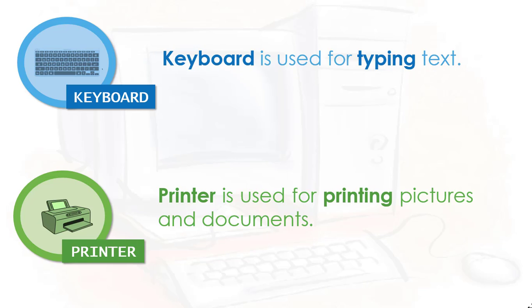Next one is a printer. Printer is used for printing pictures and documents. Means that whatever we can see on the computer screen, that is on the monitor, we can take that data onto paper by using a printer. That's why printer is used for printing pictures and documents.